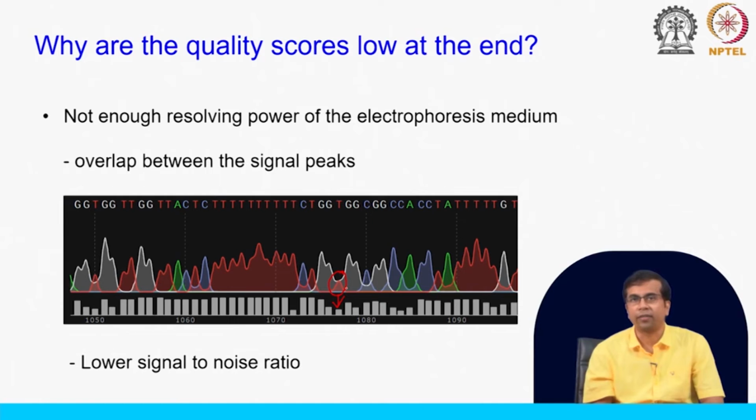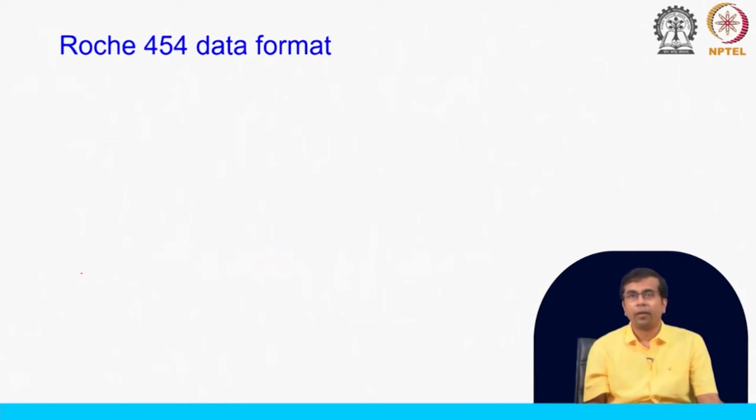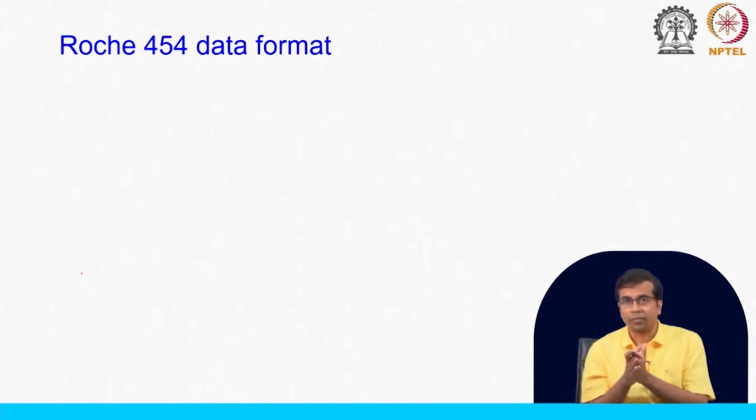This is the situation you'll probably see in many places now: the quality score going down because the signal to noise ratio is going down. You can see it here, for example, or maybe here also. You can notice these events. If you look at this chromatogram data carefully, you will see this lower signal to noise ratio. So that gives you an introduction to the sequencing data format for Sanger sequencing.